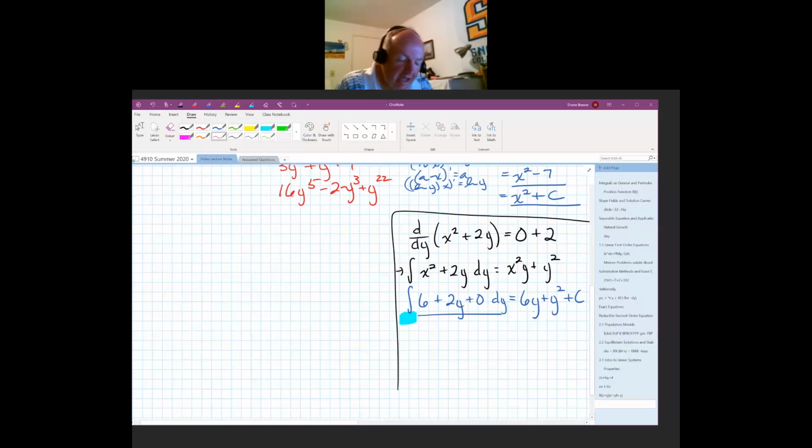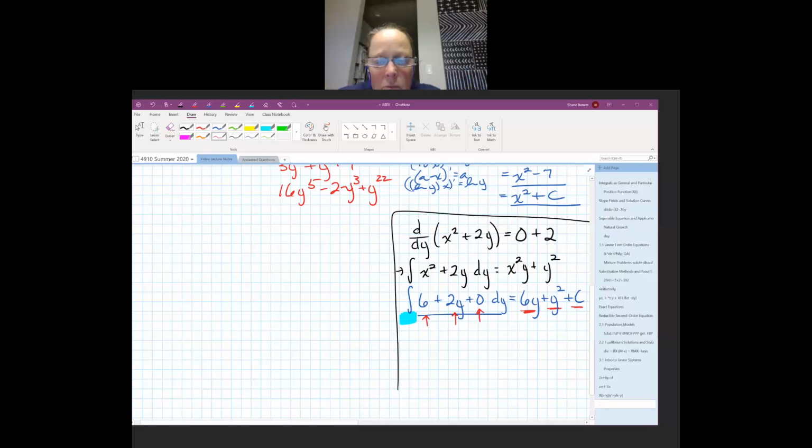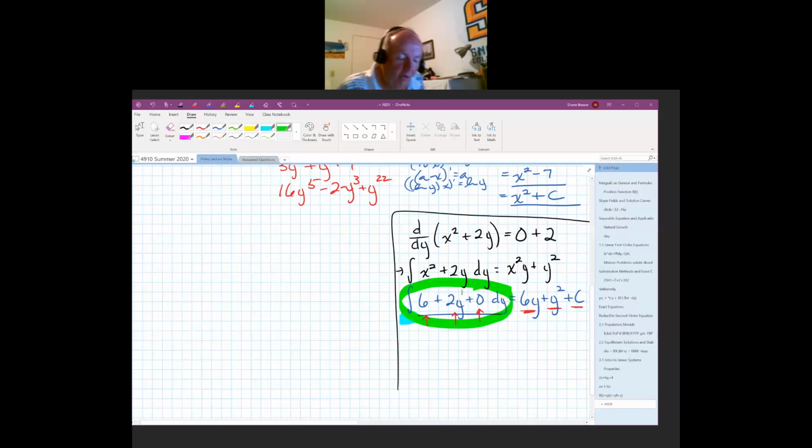How do I know that's true? Because if I differentiate this, I get this. If I differentiate this, I get this. If I differentiate this, I get this, right? So the moral of the story is, I can't exactly determine the antiderivative of this, because there's this unknown constant that I have to live with. I have to live with a little unknown, right?